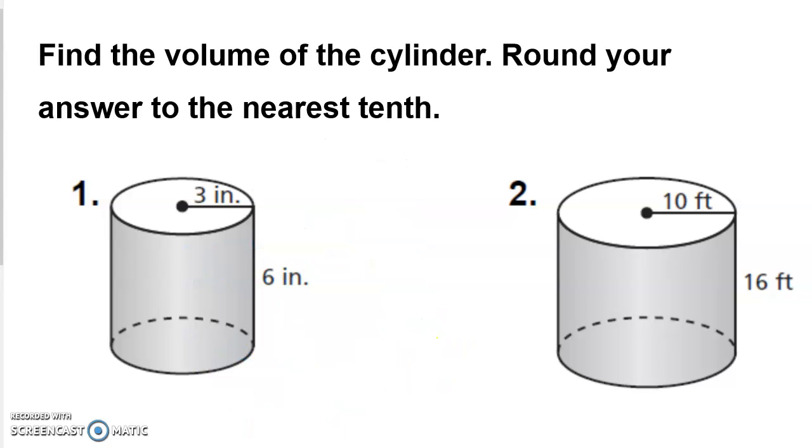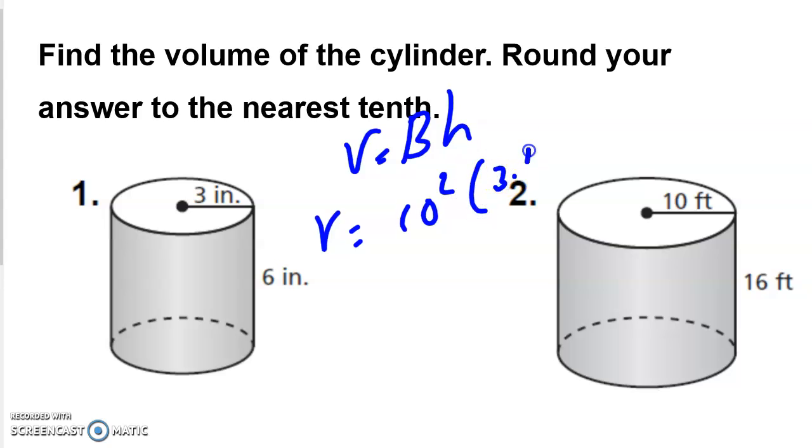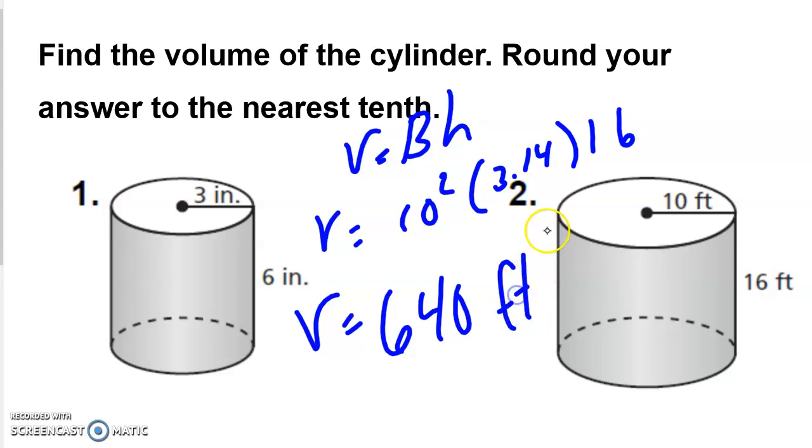Okay, so let's go ahead and start on number 2 here. Same thing. Volume is the area of the base times the height. Since my radius is 10, the volume is going to be 10 squared. We'll just go ahead and use 3.14 for pi, multiplied by 16. So your volume is going to be 640 feet cubed.